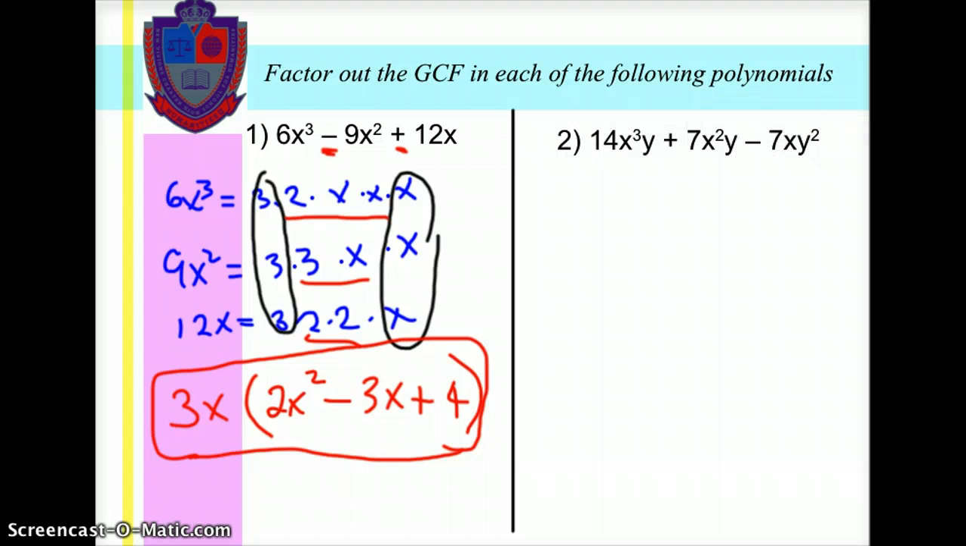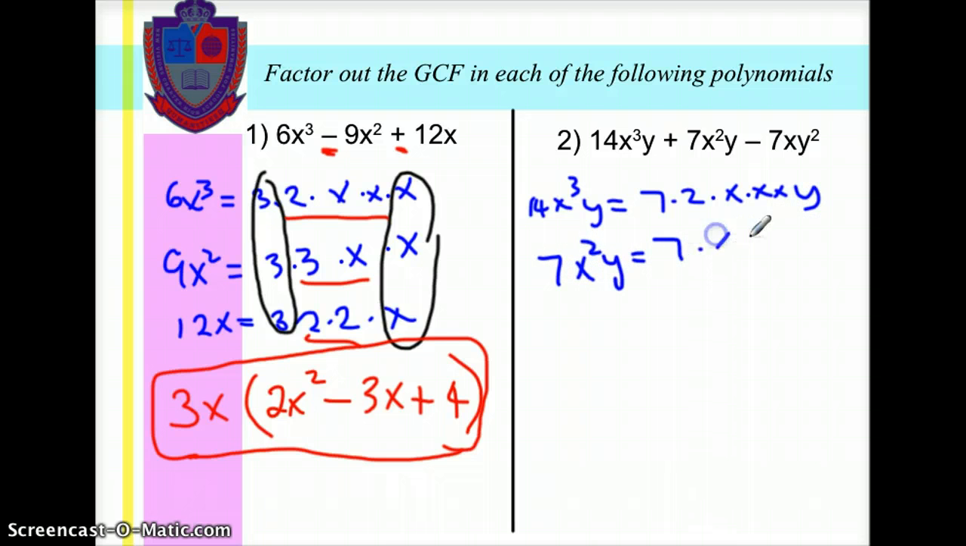Now let's see one more example. Looks a little hectic here. So this is 14x to the third y. 14 is 7 times 2. I have 3 x's and a y. 7x squared y. 7 is prime, 2 x's and a y. 7xy squared. 7 is prime, 1 x, 2 y's.